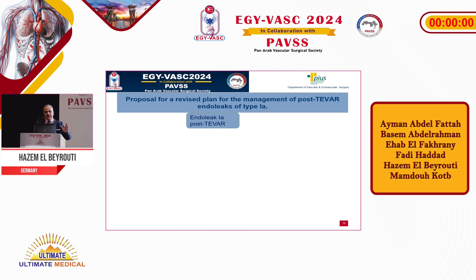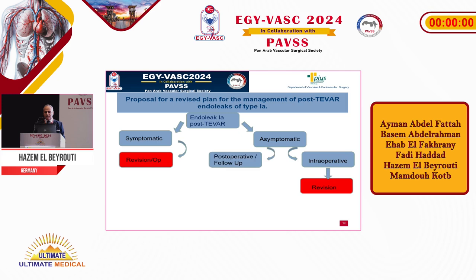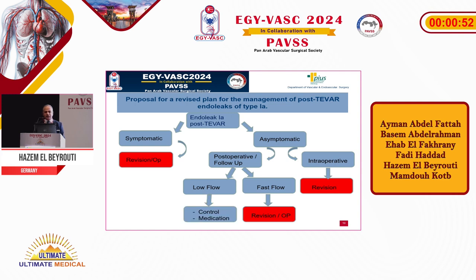Our plan in Oldenburg to manage postoperative TEVAR endoleak type 1A is as follows. If symptomatic, we opt for revision. If asymptomatic and detected intraoperatively, we also opt for direct revision. If asymptomatic in the follow-up period with fast flow, we opt for revision and operation. With low flow, we opt for control and medication.